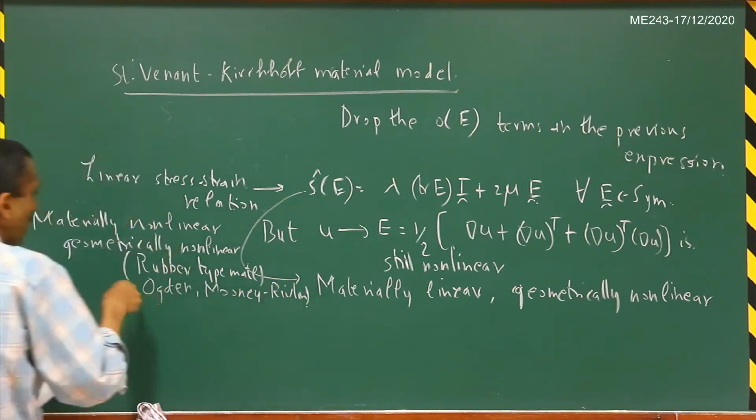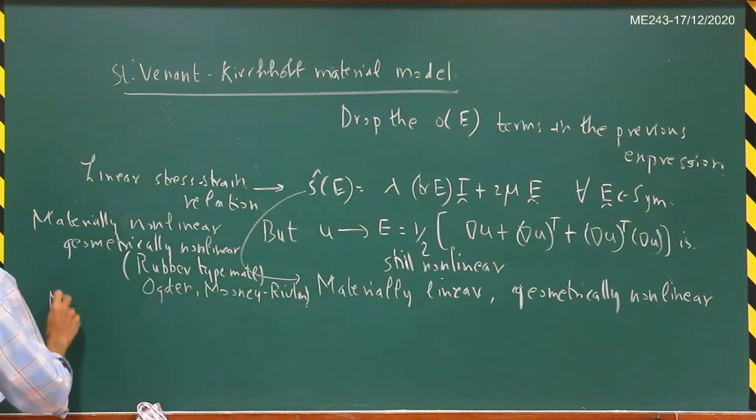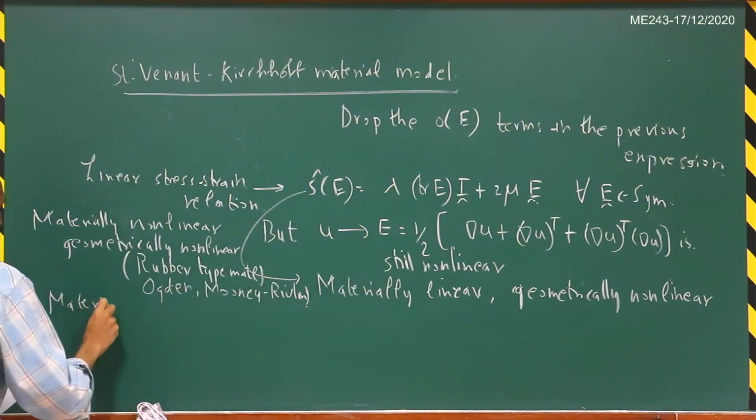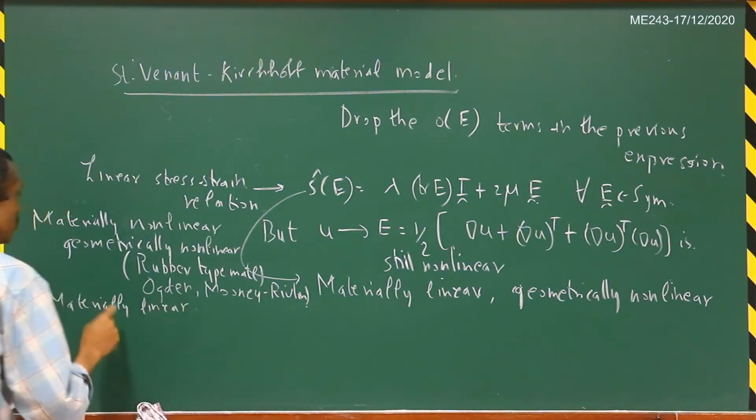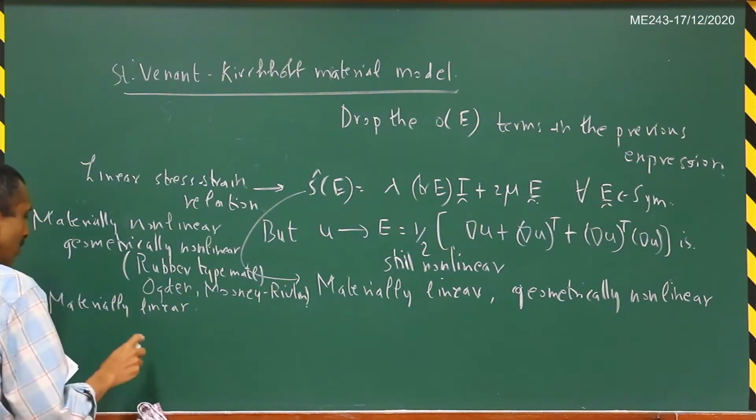Then the next hierarchy is that it is materially linear, but geometrically non-linear.